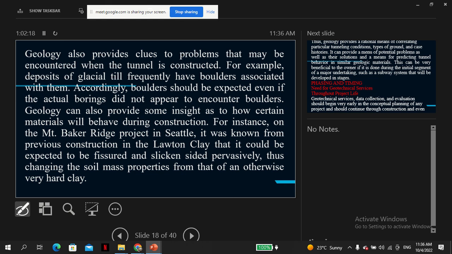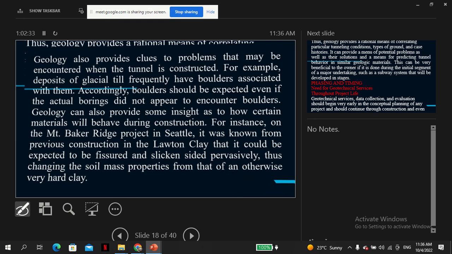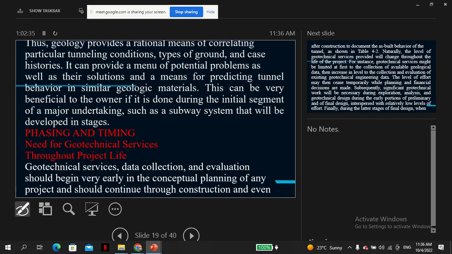So again, previous experience is important. If, for example, a tunnel had been done in the area that you're currently doing a tunnel, it's good to look at the previous data, and it will give you good insights so you can avoid potential issues. Thus geology provides a rational means of correlating particular tunneling conditions, types of ground, and case histories. It can provide a menu of potential problems as well as their solutions, and a means for predicting tunnel behavior in similar geologic materials.